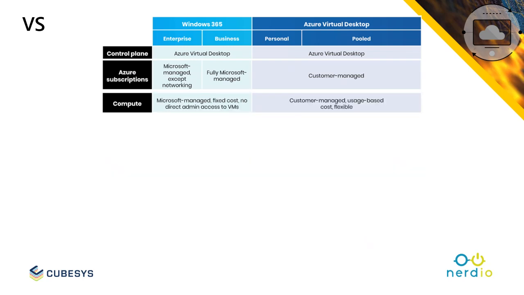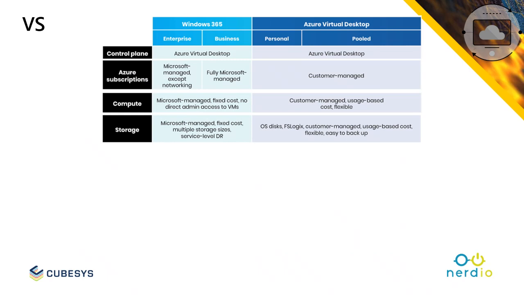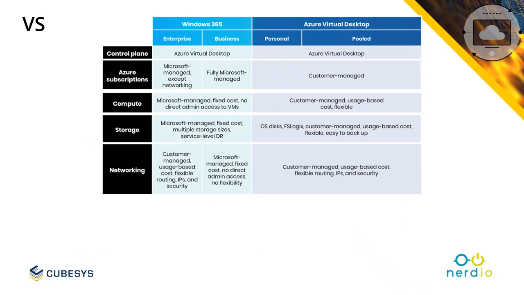As for compute, Microsoft manages the compute at a fixed cost. AVD is customer managed, so again, consumption based. Your storage requirements over on the left-hand side are Microsoft managed, fixed costs. There's multiple storage sizes and service level DR. Over on the right-hand side, you've got things like OS disks, temp disks, FSLogix, customer managed. You can back it up. You've got more flexibility over on the right-hand side.